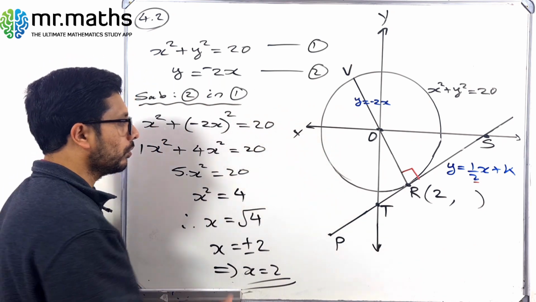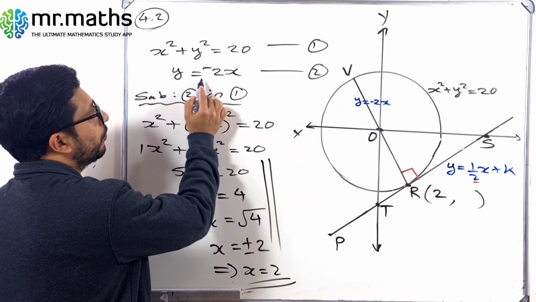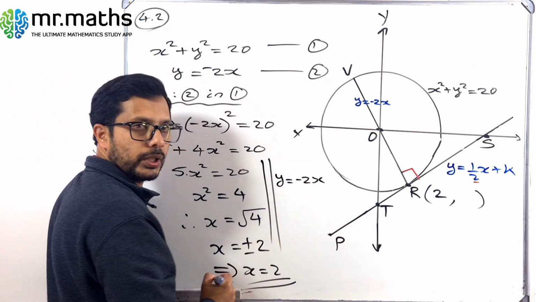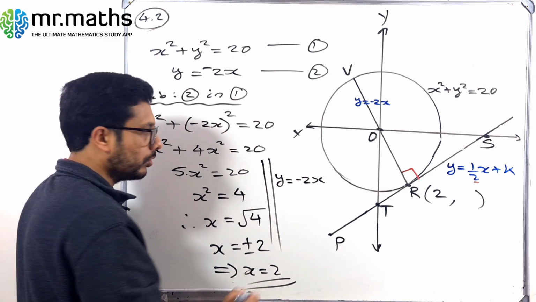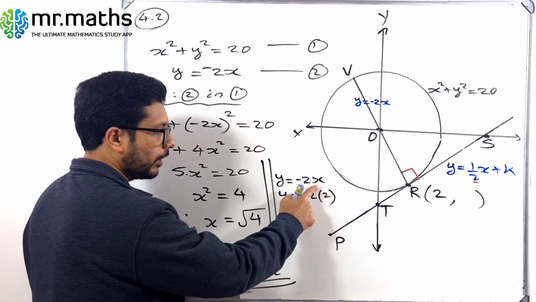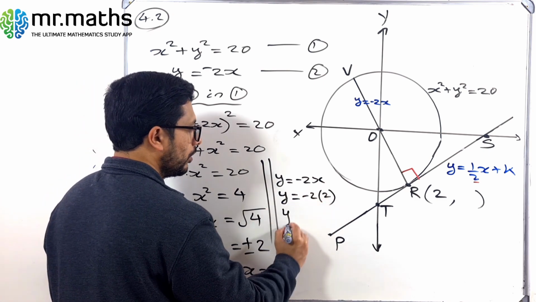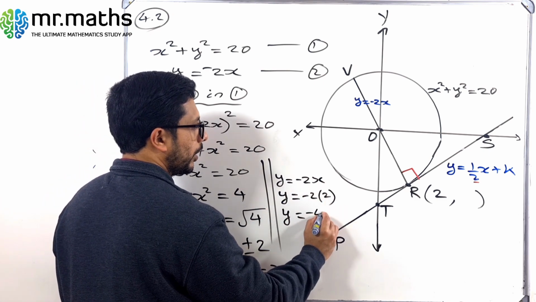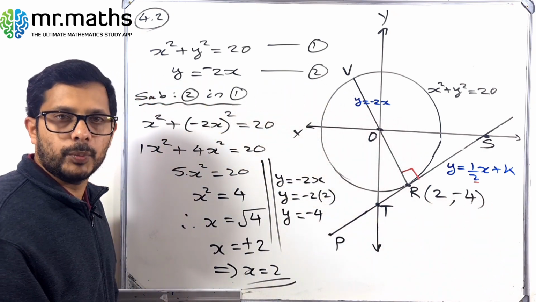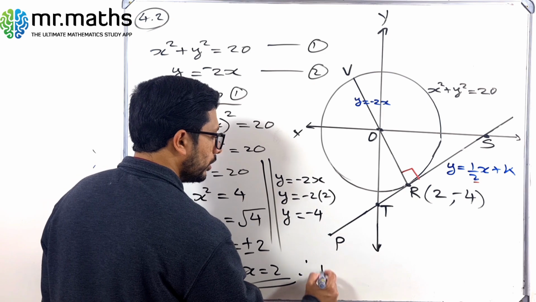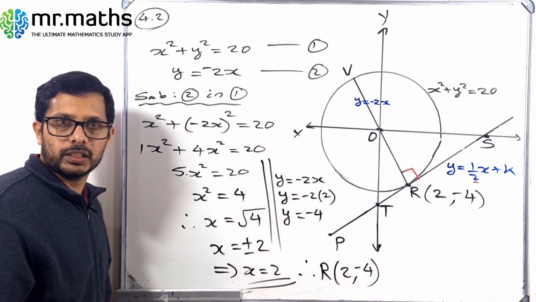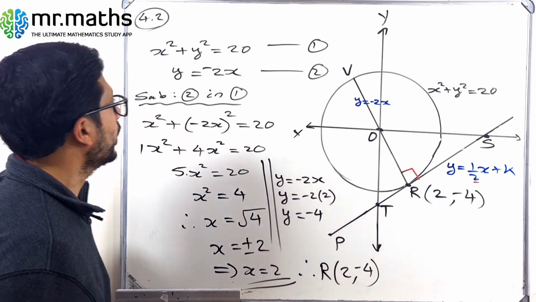Now how can I find the y coordinate? Let me write it here. y is equal to minus 2x. What is the x value we got? 2. So y is equal to minus 2 into 2. I substitute the value of x as 2. So what is that one? y is equal to minus 2 times 2 is minus 4. So it means the y coordinate of R is minus 4. So therefore what is the coordinate of R? It is 2 comma minus 4. You understand? Okay. So that is question number 4.2.